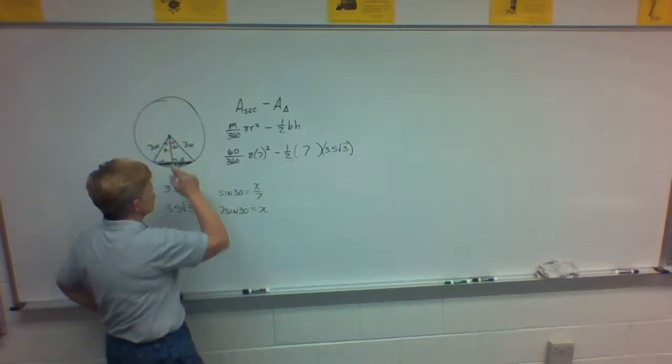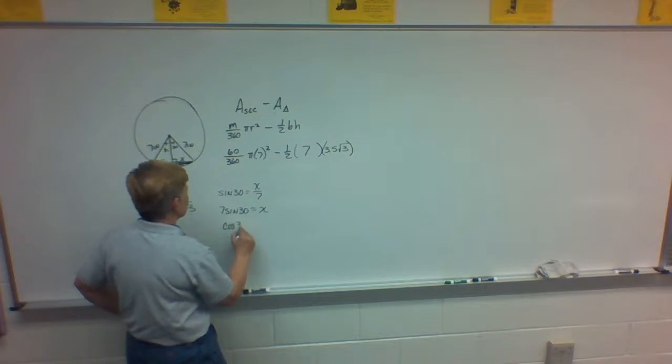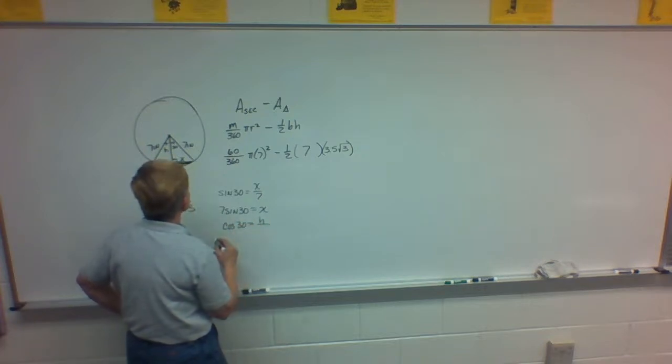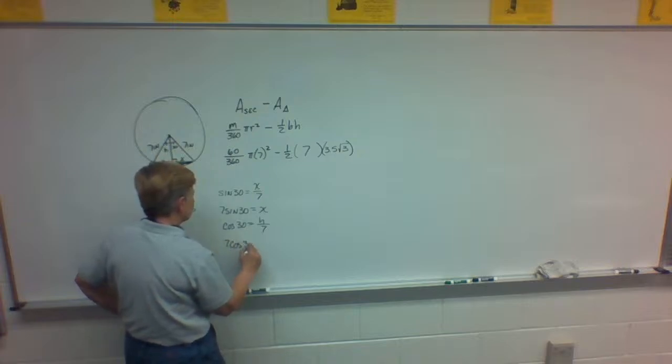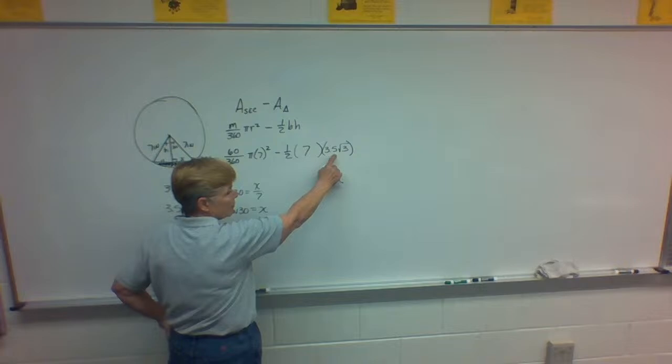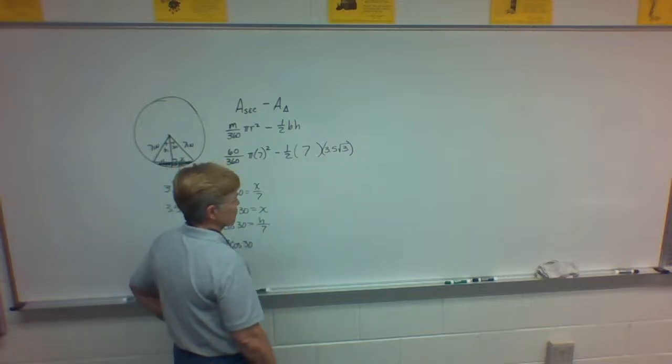You could find the height by saying the cosine of 30 is equal to h, the adjacent side, over the hypotenuse, 7. And cross multiply, you get 7 cosine 30, which you could put in right there. It would be these exact same numbers, I promise.